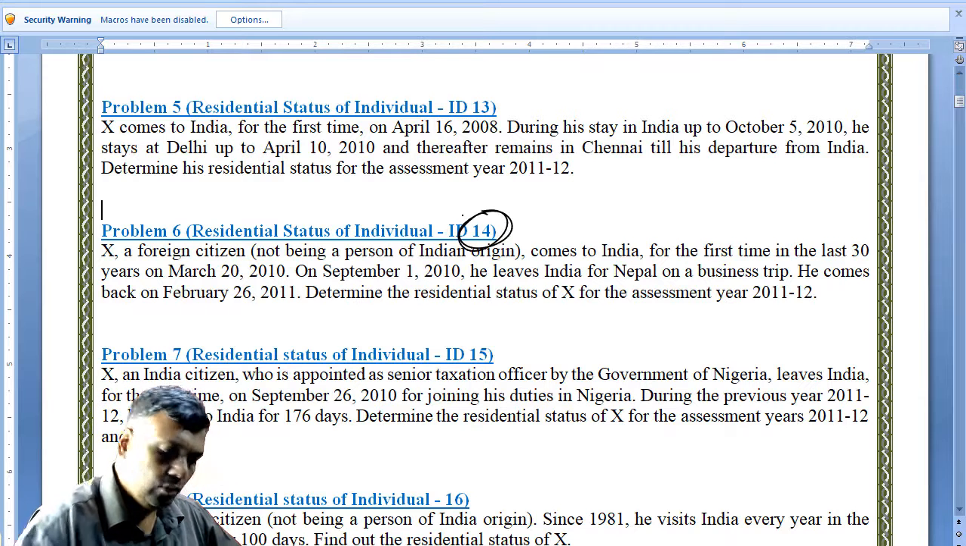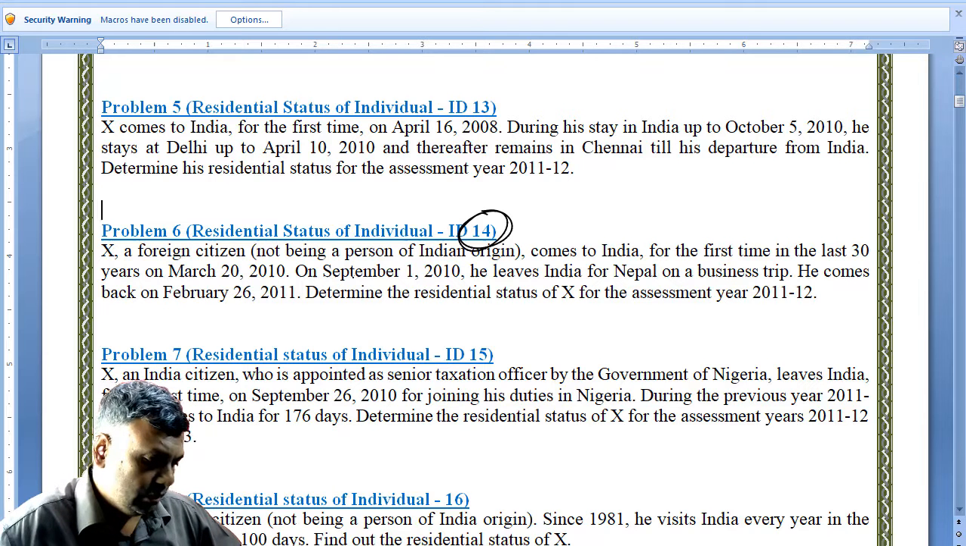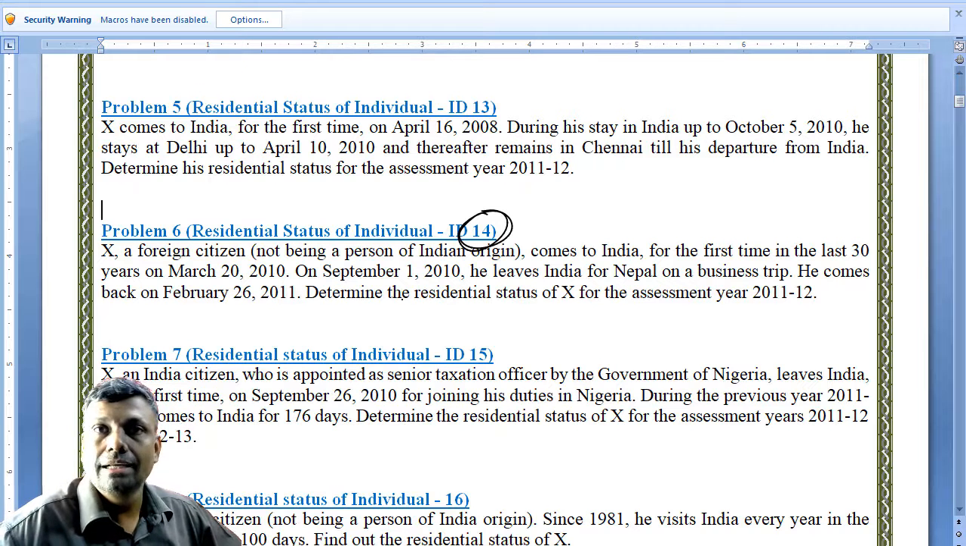So this particular question, okay. Let me read this particular question and thereafter we will discuss. Mr. X, a foreign citizen, not being a person of Indian origin, comes to India for the first time in the last 30 years on March 20, 2010. On September 1, 2010, he leaves India for Nepal on a business trip and he comes back on February 26, 2011. Determine the residential status for the assessment year 2011-12.